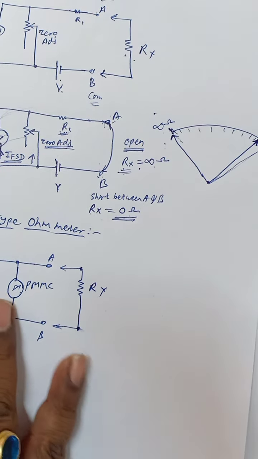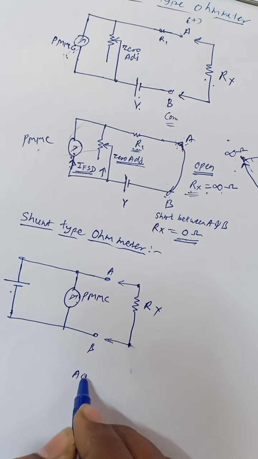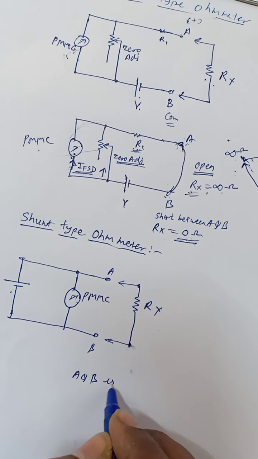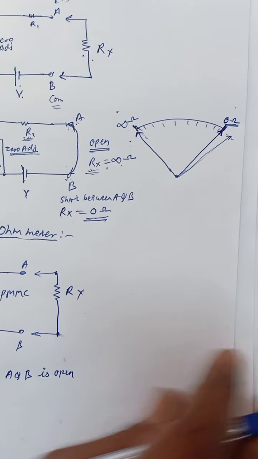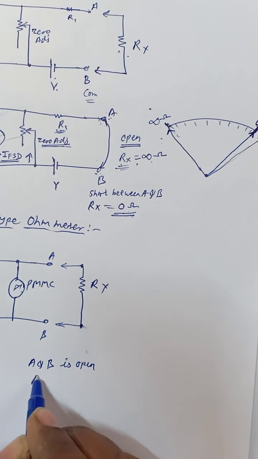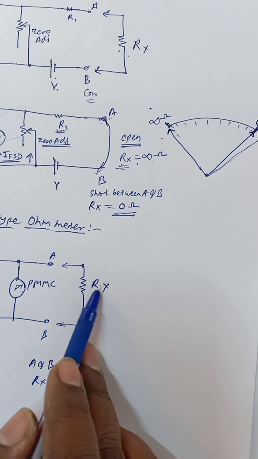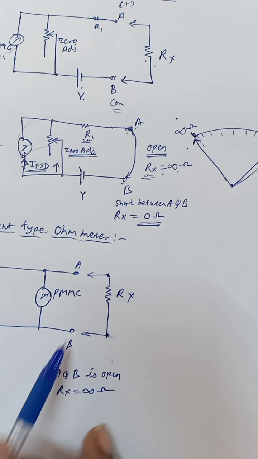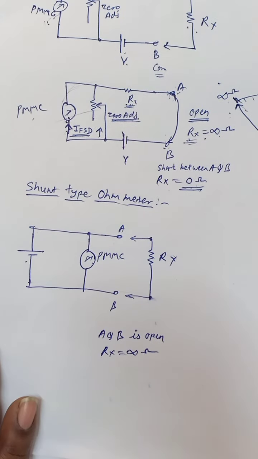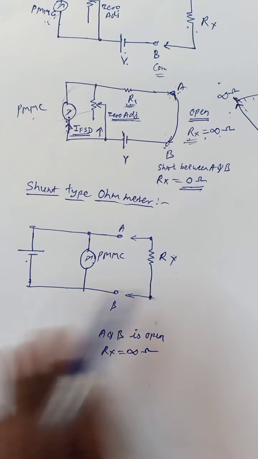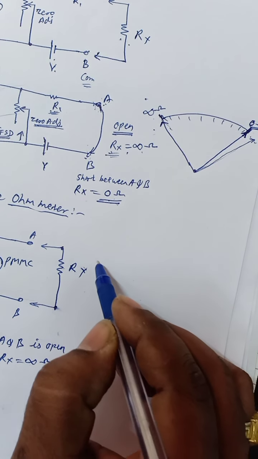So what happens when the A and B terminals are open? A and B are open first. As the two terminals are open, that means Rx equals infinite ohm. Whatever the resistance, when the A and B terminals are open, that indicates that Rx equals infinite ohm. As Rx equals infinite ohm, what is the position of the needle on the scale?